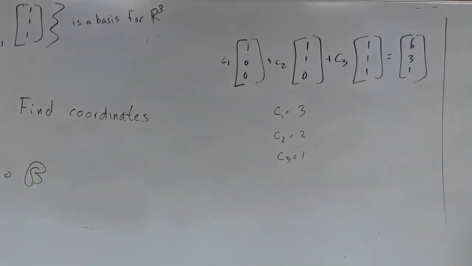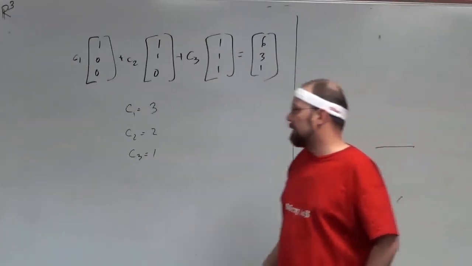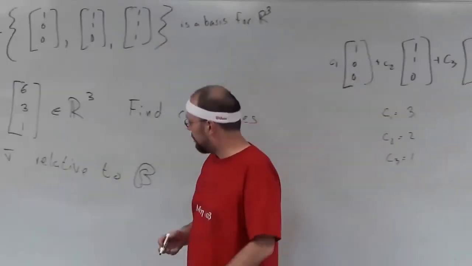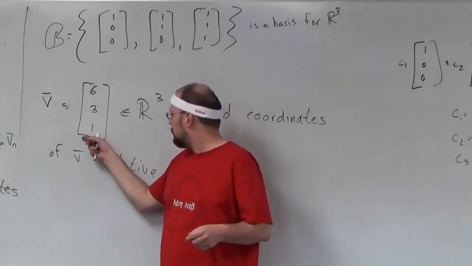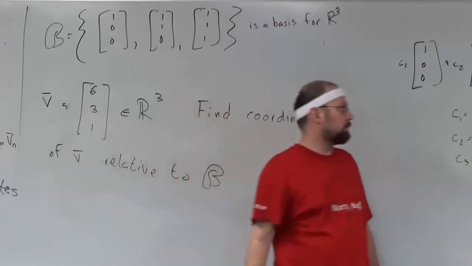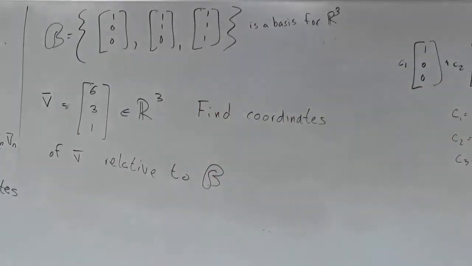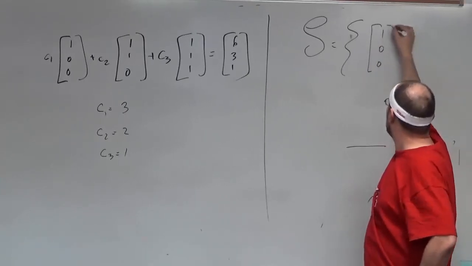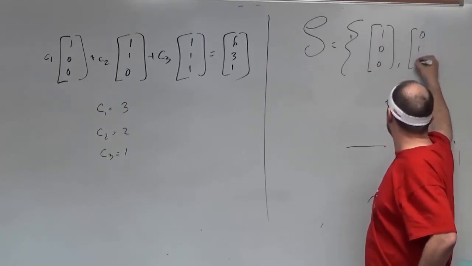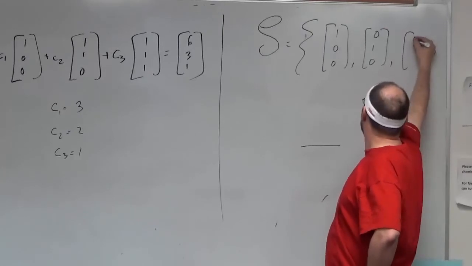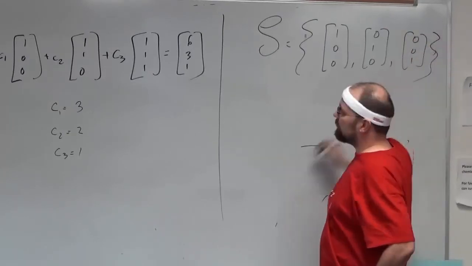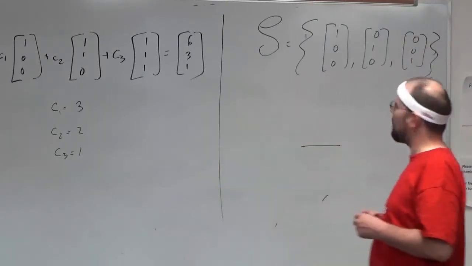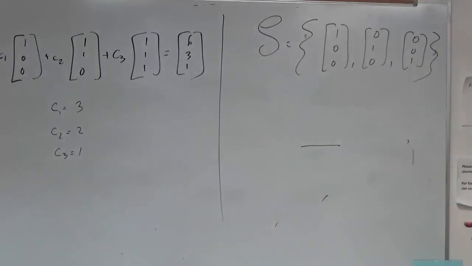Of course, what would the coordinate vector be for this vector relative to the standard basis? The standard basis being the one for R3 that we're used to, the elementary columns E1, E2, E3. What would the coordinates of that vector be? 6, 3, 1, right?